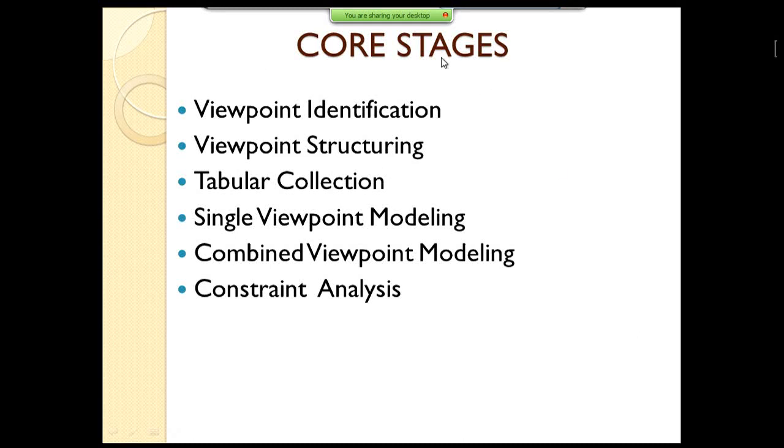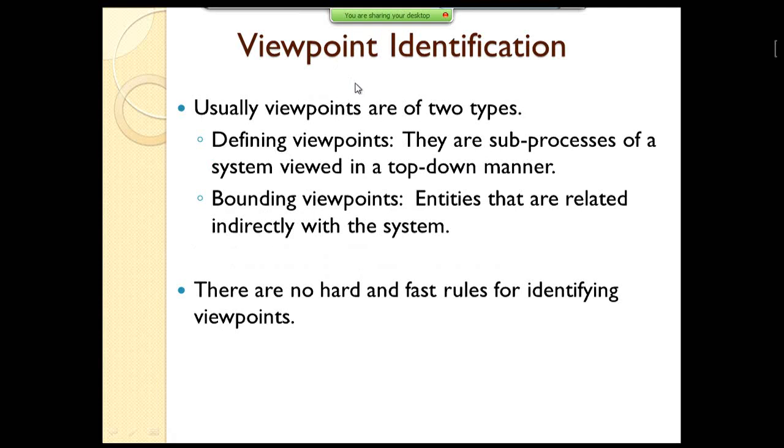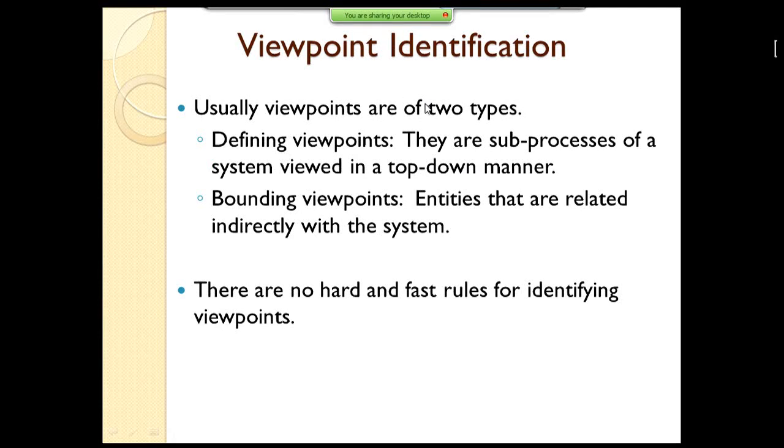Coming to the core stages, we have 6 different stages to be performed for this requirement specification method. I will go into each in detail. The first step is analyzing the viewpoints. Usually there are two kinds of viewpoints, defining viewpoints and bounding viewpoints.